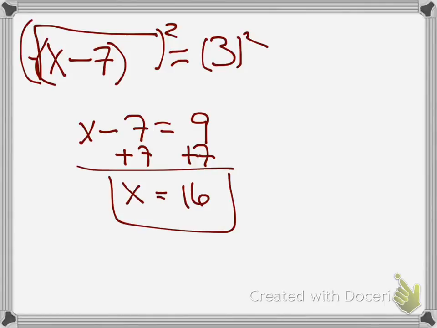If you wanted to check your work, you could easily do that. If you put 16 in here, 16 minus 7 is 9, and the square root of 9 is 3. So it works out. So there's a quick, easy introduction to that. It's really not that difficult, I don't think. At least that's my personal belief.